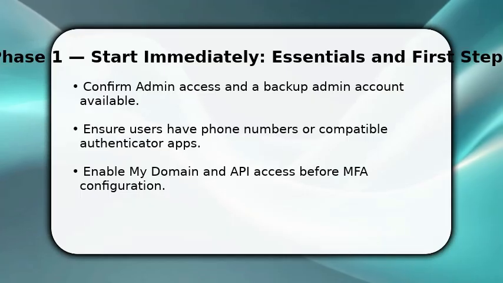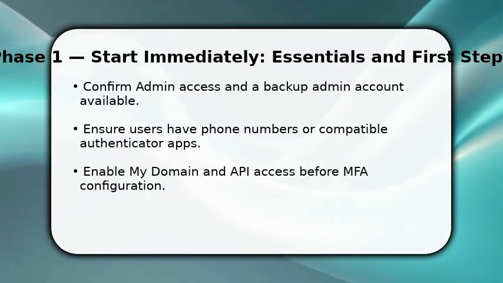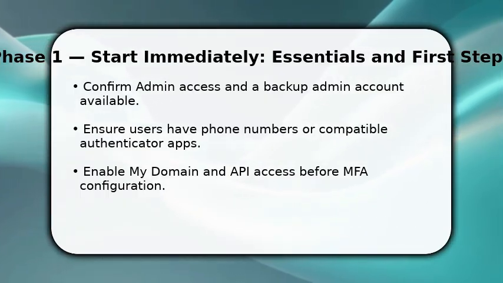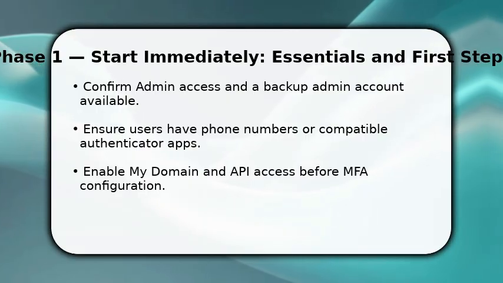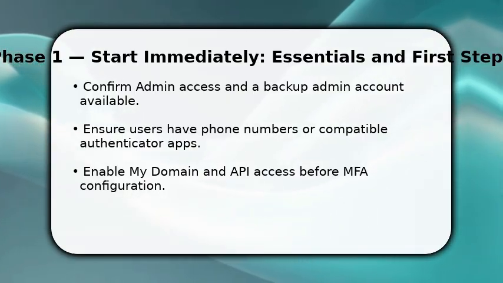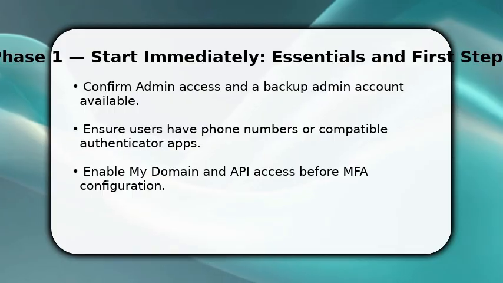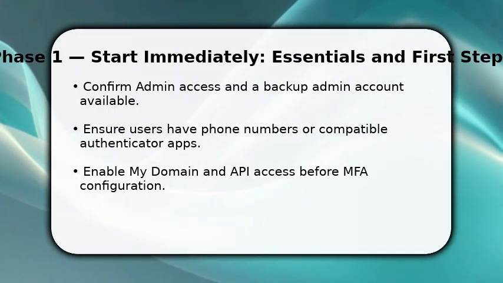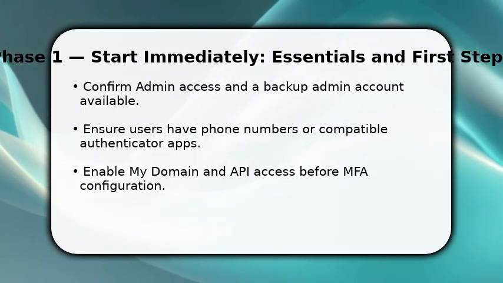Enjoy the video. You start by confirming prerequisites. You need an admin account, a backup admin, and My Domain enabled. Next, make sure users have smartphones or tokens and that API access is allowed. This prevents lockouts. Once done, open Setup and search for Session Settings, then go to Identity Verification Settings.